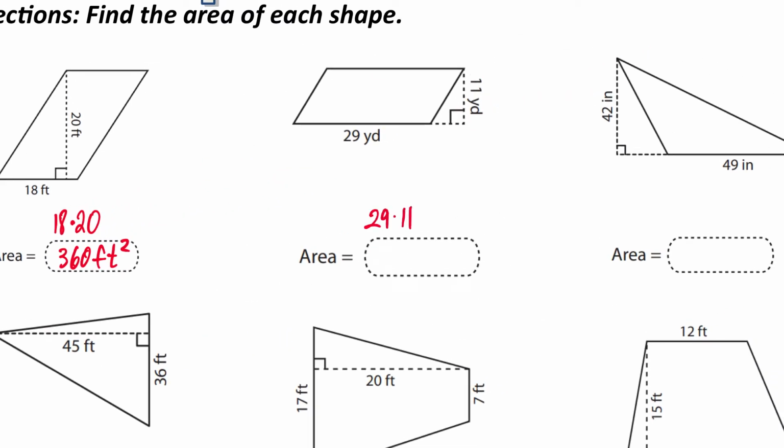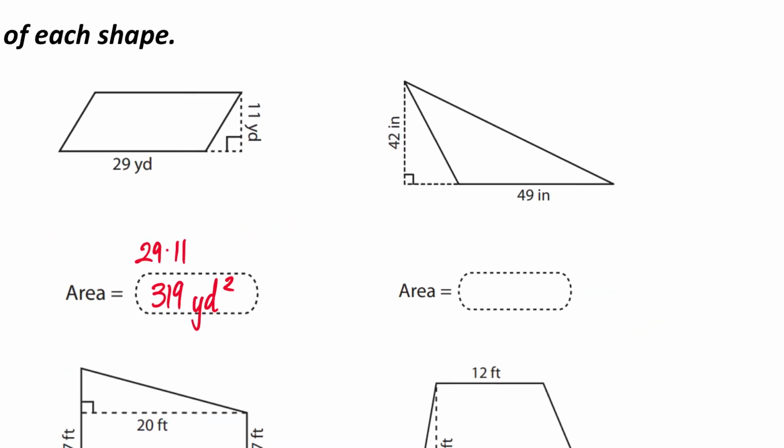So again, just base times height. 29 times 11. What is that? 319. Yep. Okay, next one's a triangle.